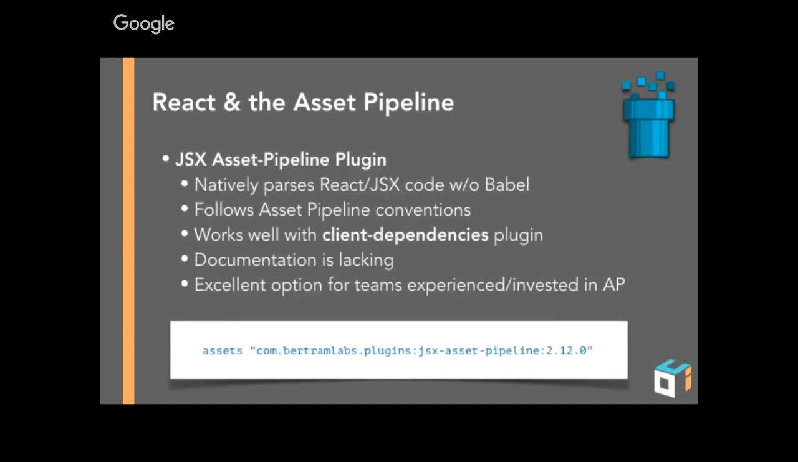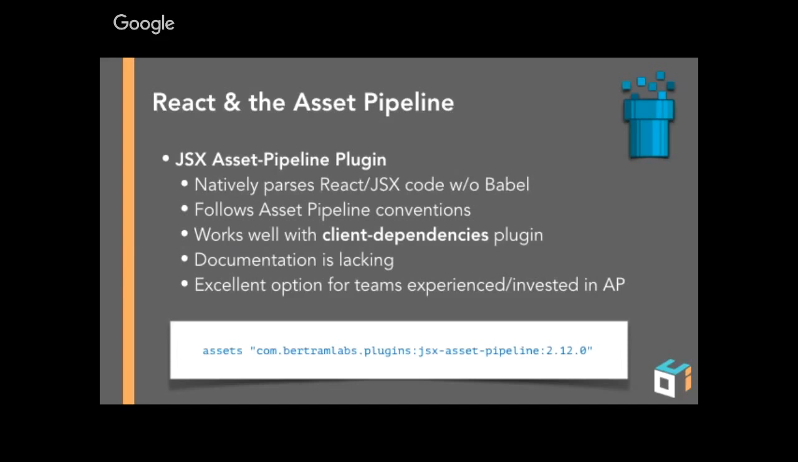So the one I do recommend is the JSX asset pipeline plugin. This natively parses React and JSX. There's no Babel here at all. Dave Estes, the author of the asset pipeline, wrote his own lexer, his own parser. Really impressive to convert JSX into plain old JavaScript. So it follows all the asset pipeline conventions. If you're familiar with the asset pipeline, it keys off of file extensions. So JSX files are .jsx, and it'll pick them up, run them through the JSX plugin, and turn out browser-ready JavaScript. Documentation is lacking on this plugin. It doesn't exist.